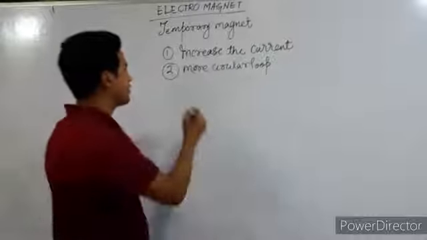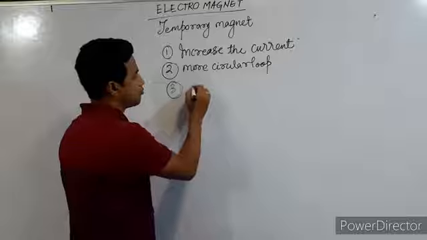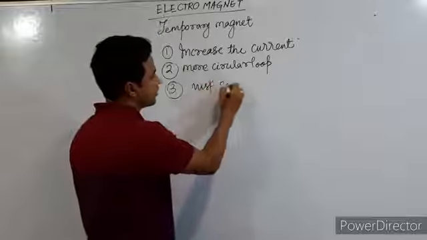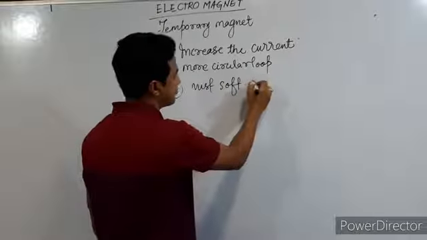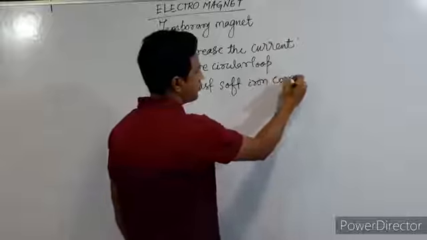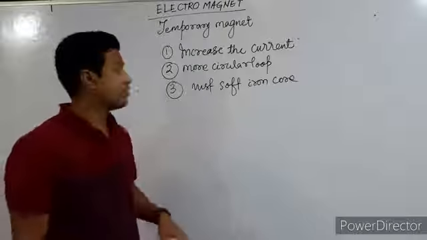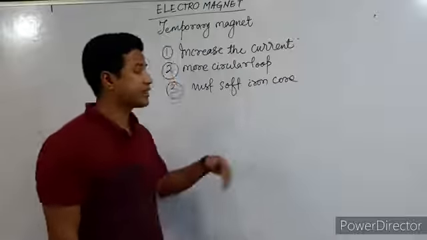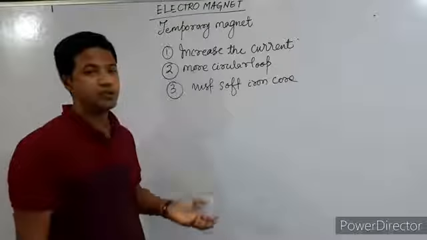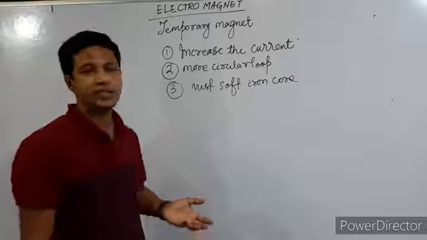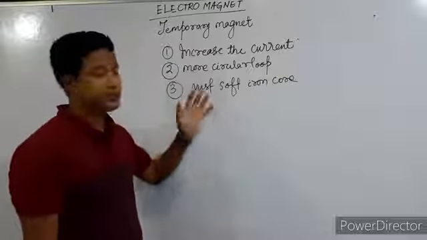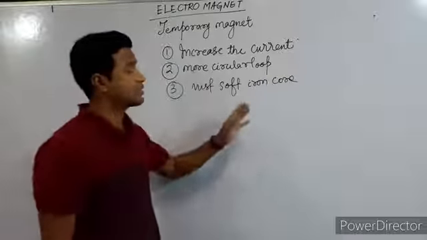The third one is, you must use a soft iron core. If you are not using a soft iron core, then it will not create that much magnetism, or it will not lose its magnetism when the current is switched off.